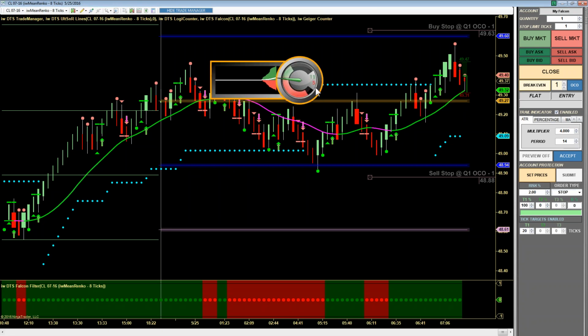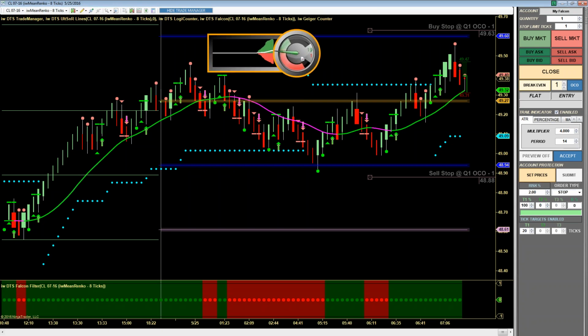So the trading right now is relatively light for crude. We should see some bigger numbers start to fly through here shortly on the Geiger counter. Oh, we're getting some serious buying. Look at that. See how the dial is pulled over and it's holding, it's holding, it's holding. So either the buyers are loading up or the sellers are going to absorb all that buying and knock them down.